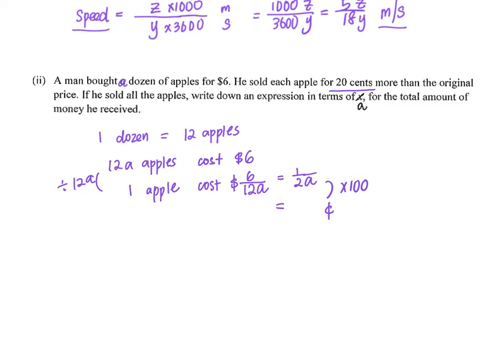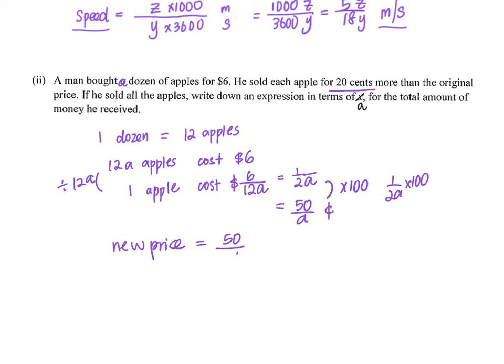So 100 over 2. 100 over 2 is 50. So 50 over A. Okay, this one is 1 over 2A times 100. 100 is in the numerator, okay? So this is 50 over A cents. Okay, and he sold all the apples. Then now the new price. New price is how much now?